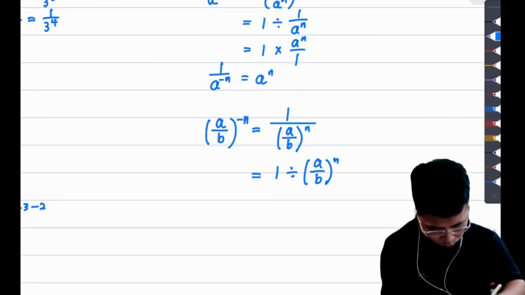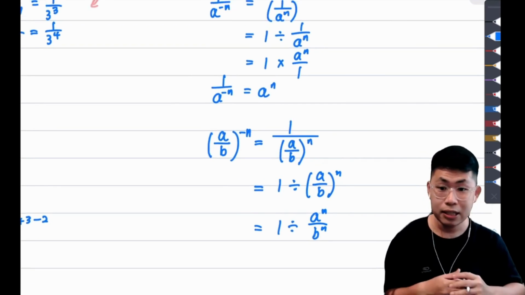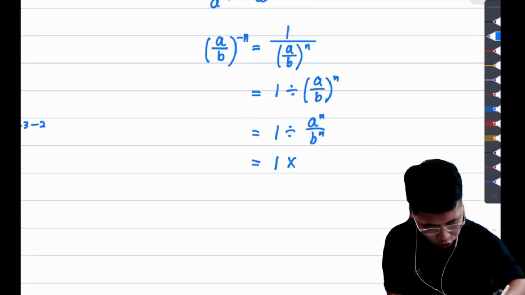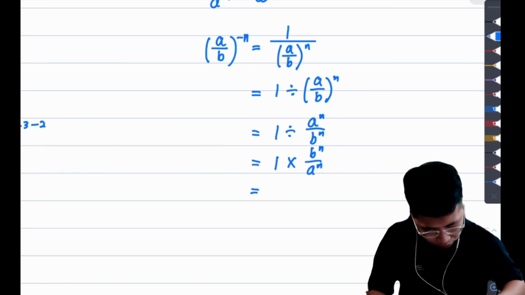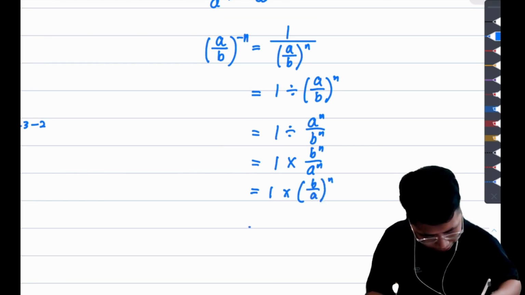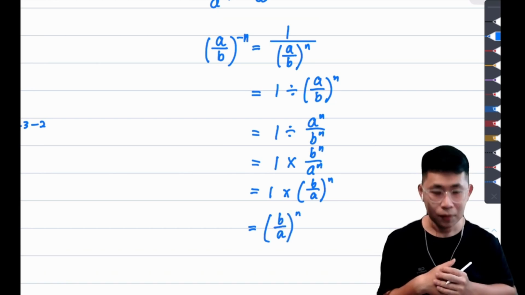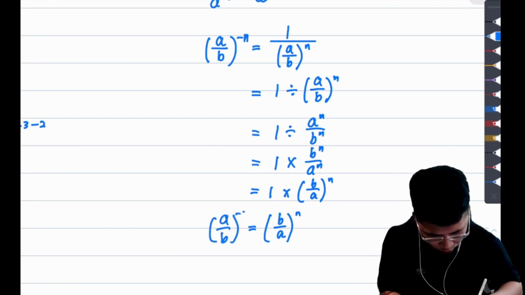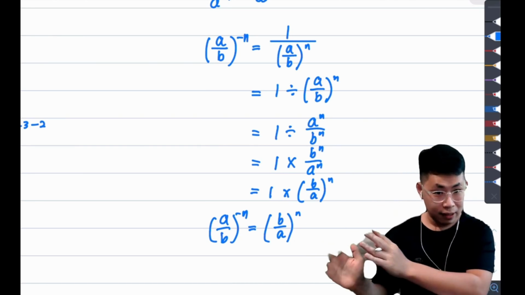Now, without further ado, let me distribute the n into the bracket. This is one of our laws of indices, and we apply our KCF, keep, change, flip. And we extract out the n according to the law. Okay, and last line we have something like this, b over a to the power of n. And let me copy the first line and show you what is going on over here. So over here we have a over b to the power of negative n, right?